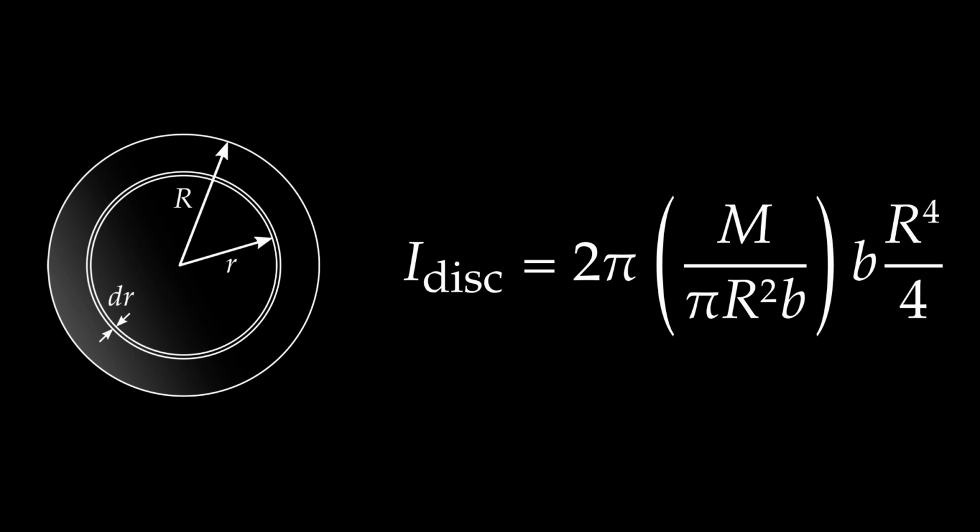And I see I have quite a bit of cancellation. This 2 cancels the 4 in the denominator to a 2. A pi cancels a pi. An R squared cancels all but 2 of the R squareds in the numerator. And the b's, of course, cancel, which I predicted that they would. It turns out the thickness of the disk is irrelevant.